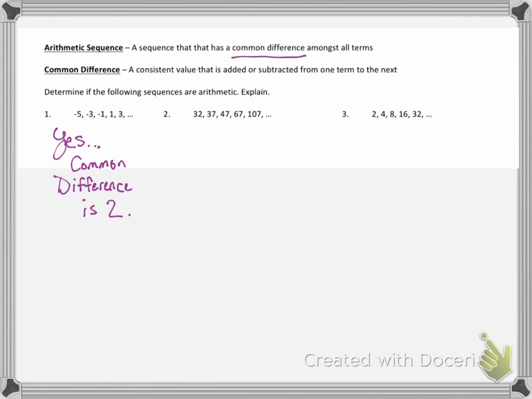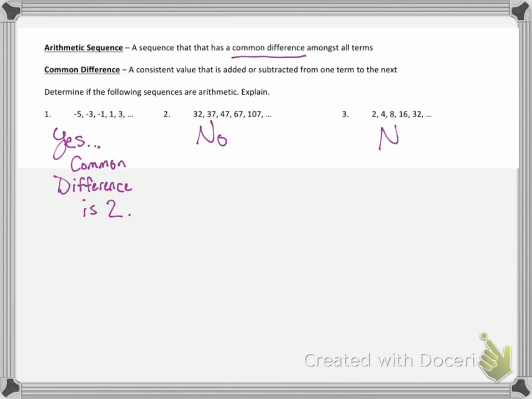If I look at the second example, I would say this is not an arithmetic sequence because looking from one number to the next, to get from 32 to 37, I'd have to add 5. Well, the next set of numbers, I'd have to add 10, then 20, then 40. It is a pattern, but it is not this specific arithmetic pattern. So this is not considered an arithmetic sequence.